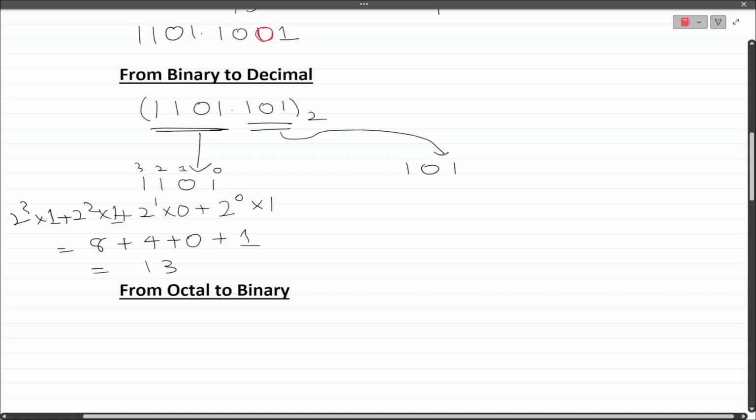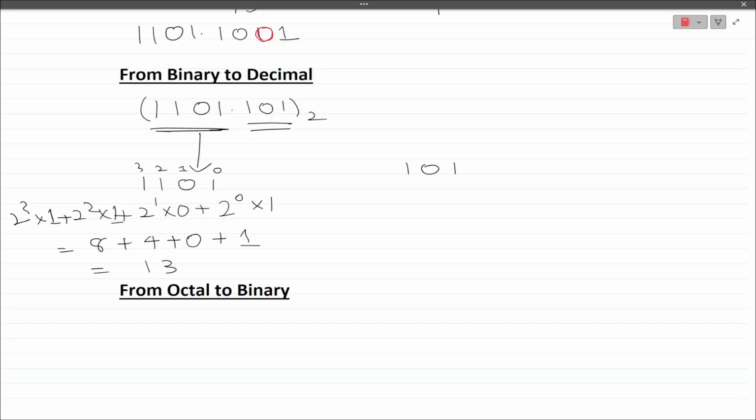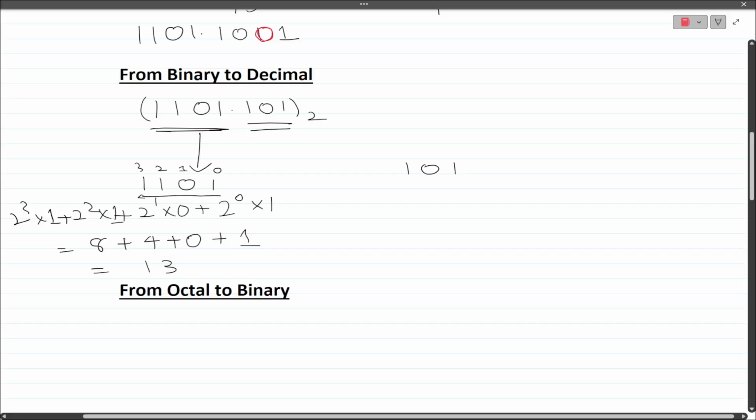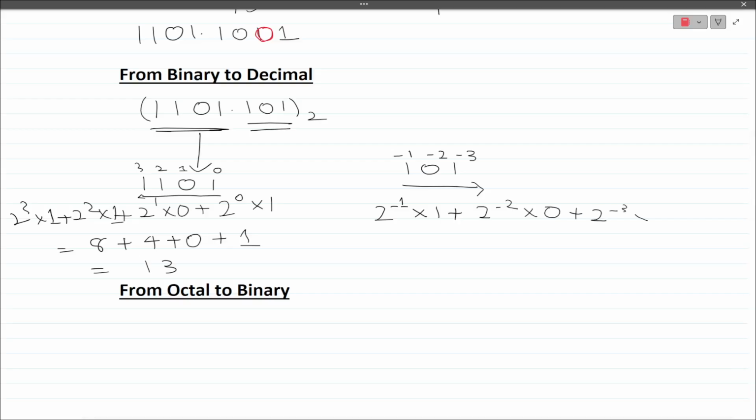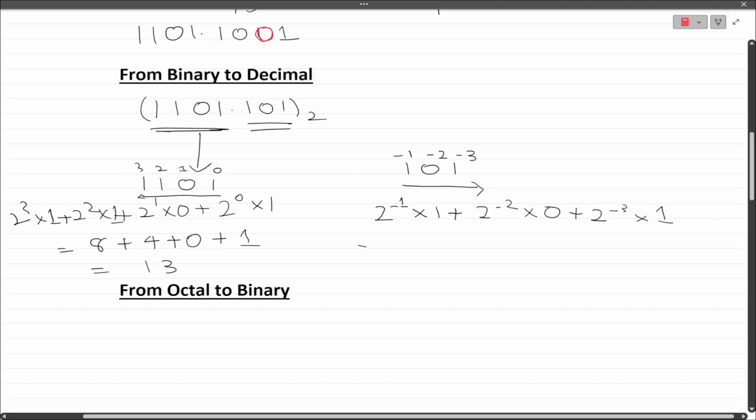What you need to write over here, as we were writing 0, 1, 2, 3 from right to left, here we need to think of left to right. And here I will be writing -1, -2, -3. Okay, so with this what will I be doing? I will be doing the same job. So 2 to the power -1 into 1, 2 to the power -2 into 0, and 2 to the power -3 into 1.